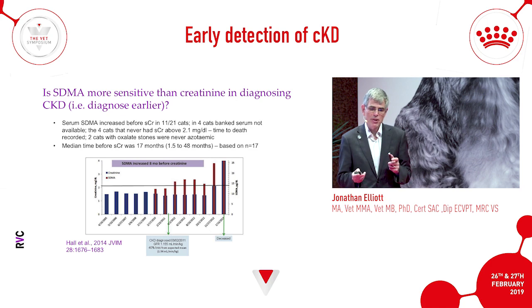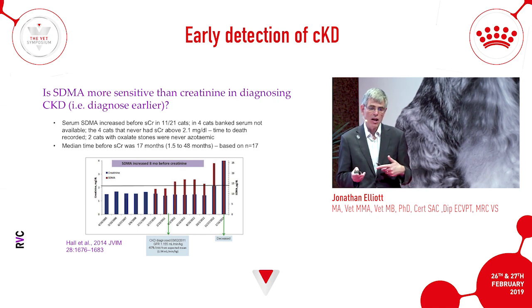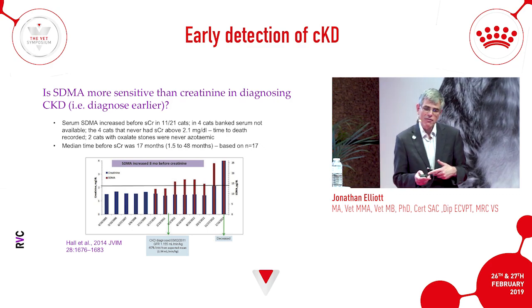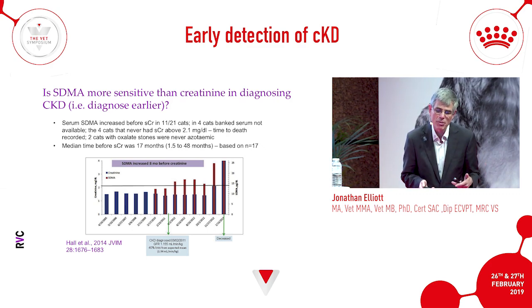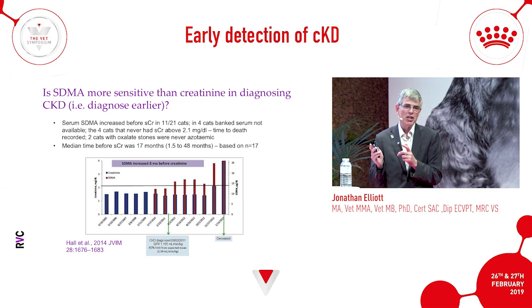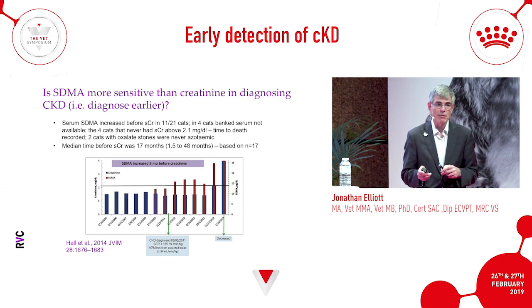So in the paper, they say that serum SDMA increased before creatinine in actually 11 of the 21 cats. In 4 cats that became azotemic, there wasn't bank serum available, so they couldn't actually tell the point at which SDMA increased above the reference range. And 4 cats never had a serum creatinine above 2.1 milligrams per deciliter, so they took the time at which they were diagnosed with chronic kidney disease as the time of death.